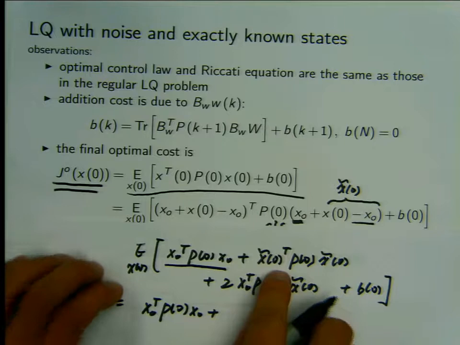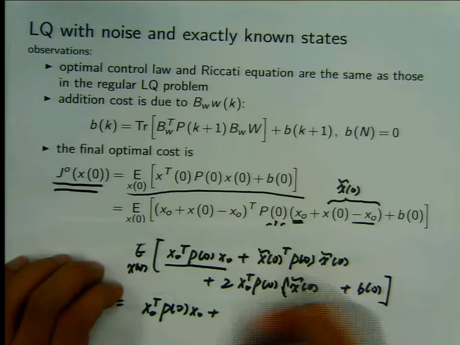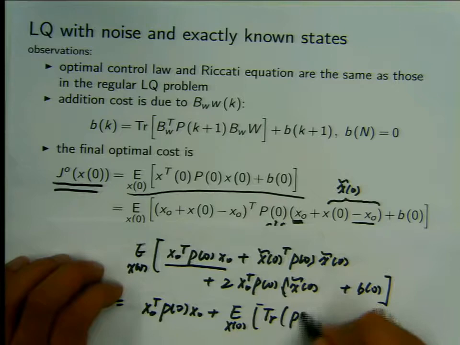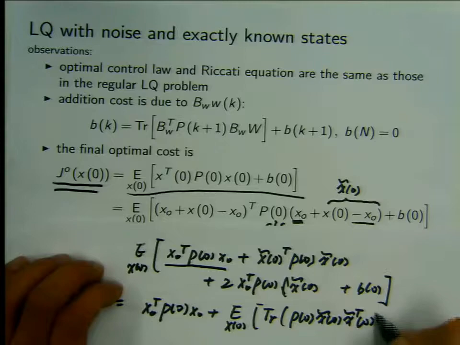as you can see, it's telling us the stochastic property of x. More specifically, it's the expected value of x tilde inside. I'm going to use my trick again. It's going to be the trace of P0 times x tilde x tilde transpose. Okay? And then the third term.